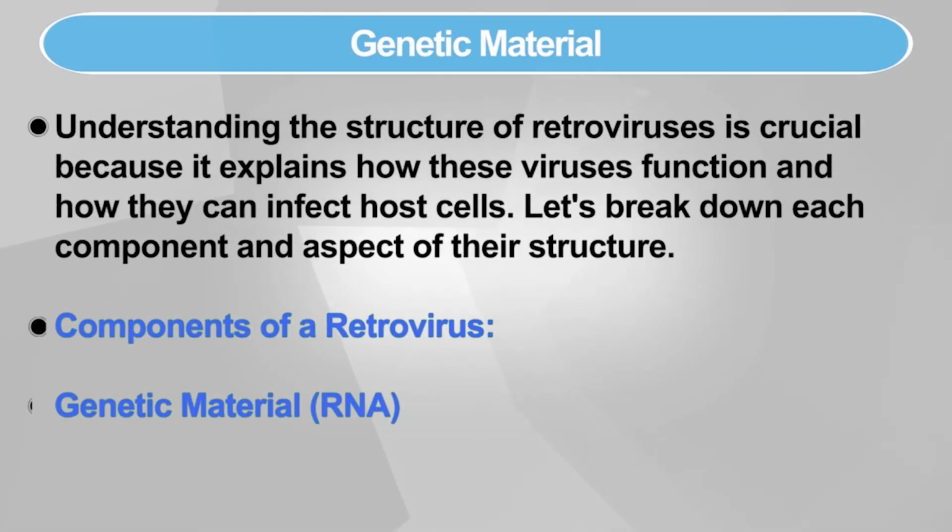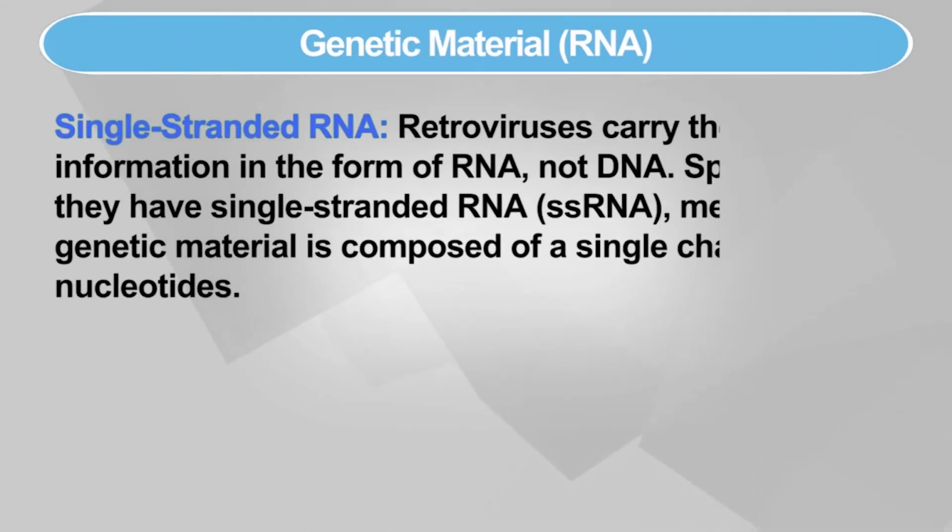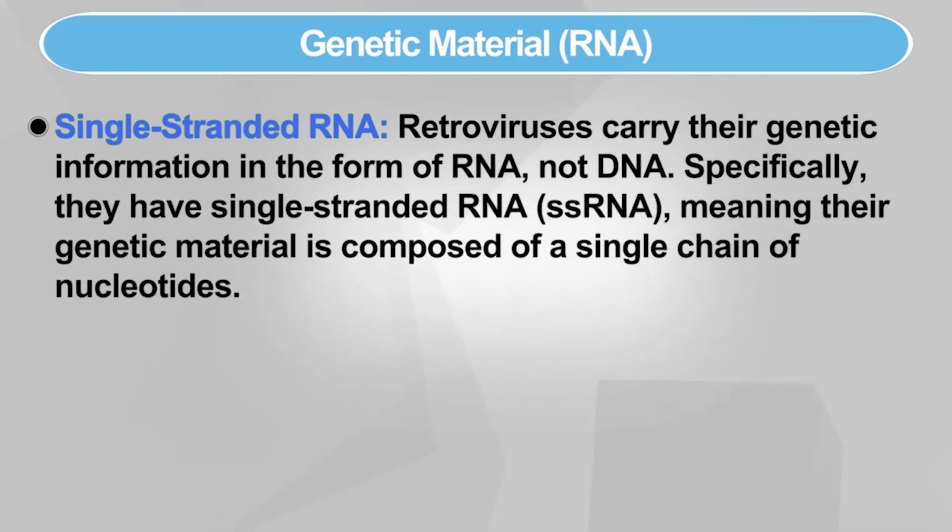So, the first component is their genetic material. Understanding the structure of retroviruses is crucial because it explains how these viruses function and how they can infect a particular host cell. Let us break down each component and aspect of their structure. First, we will study the genetic material. The first one is single stranded RNA. Retroviruses carry their genetic material in the form of RNA, not DNA. Specifically, they have single stranded RNA, also called ssRNA, meaning their genetic material is composed of a single chain of nucleotides.